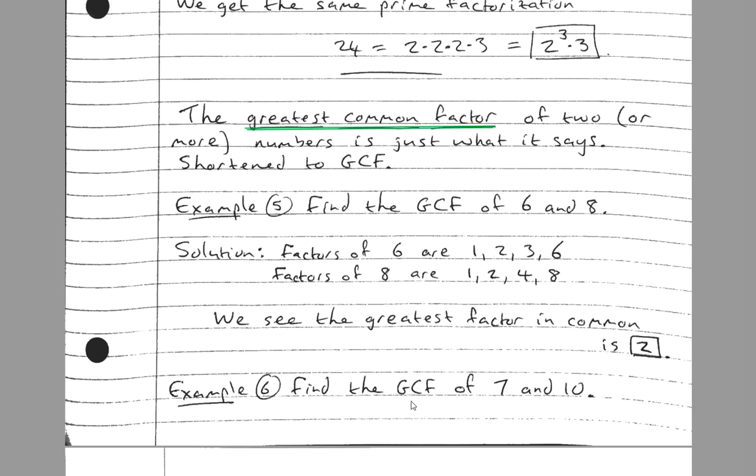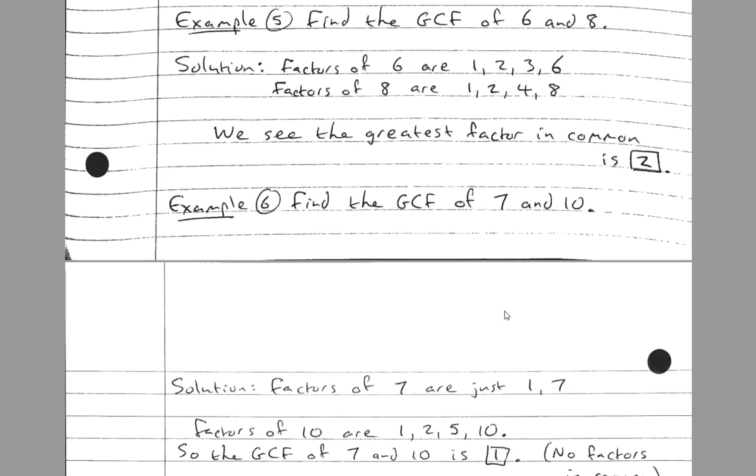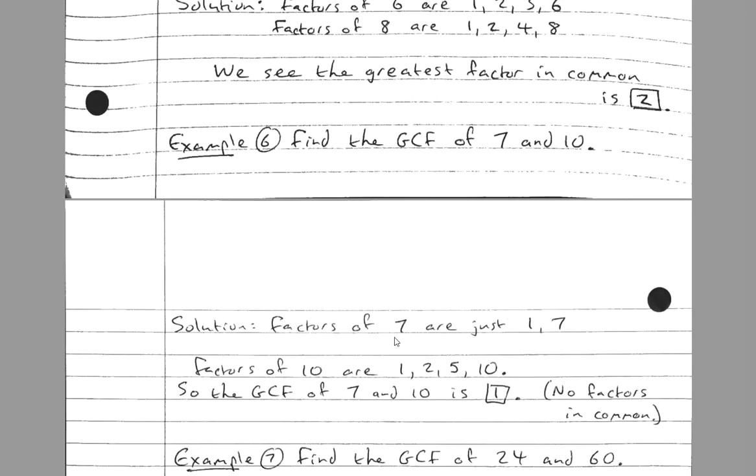Example 6: find the GCF, the greatest common factor, of 7 and 10. We can do it the same way. 7 is a prime number, so its only factors are itself and 1. There are no smaller numbers that multiply to give 7. So all the factors of 7 are just 2 of them, 1 and 7. 10 is composite. It has factors 1, 2, 5, and 10.